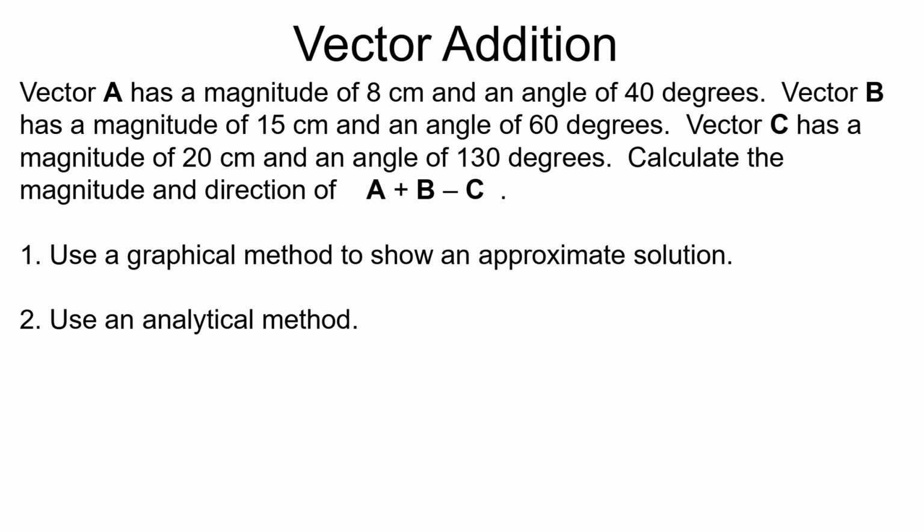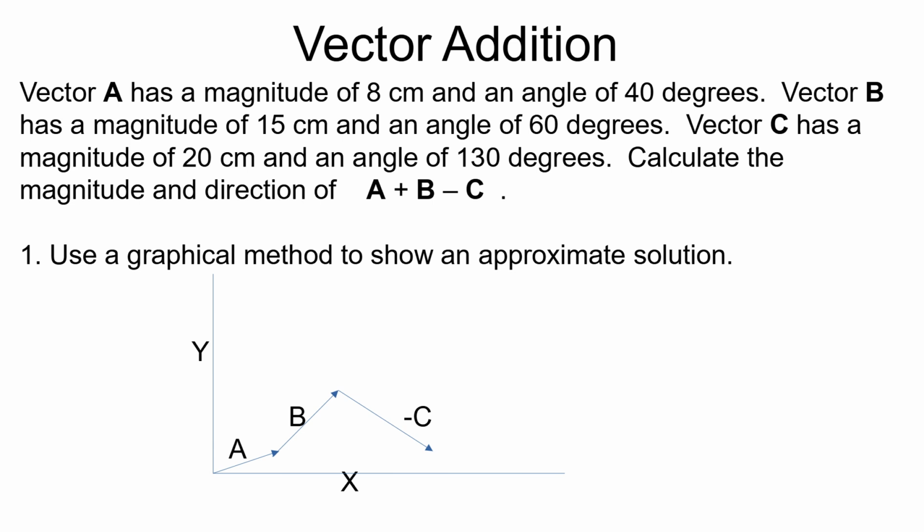So first I'll use a graphical method that gives a rough idea where the answer will lie, and then an analytical method that gives the more or less exact answer, a little rounding of numbers, but a mathematical method. So here's the graphical method. The x-axis is our reference line for the angles. I'm starting by drawing vector A, starting at the origin, and I just estimated a 40-degree angle, and I estimated 8 centimeters. I didn't try to make an accurate graphical drawing, just a rough approximation.